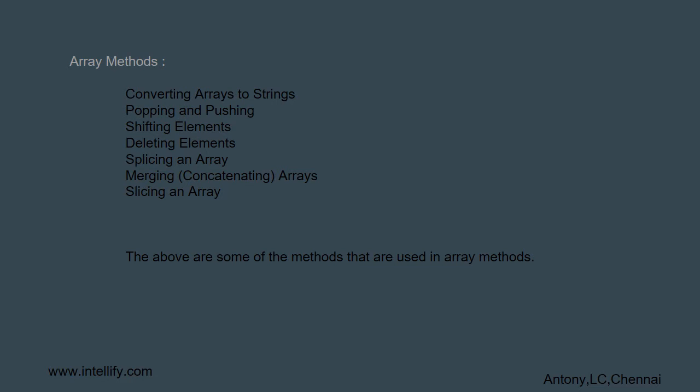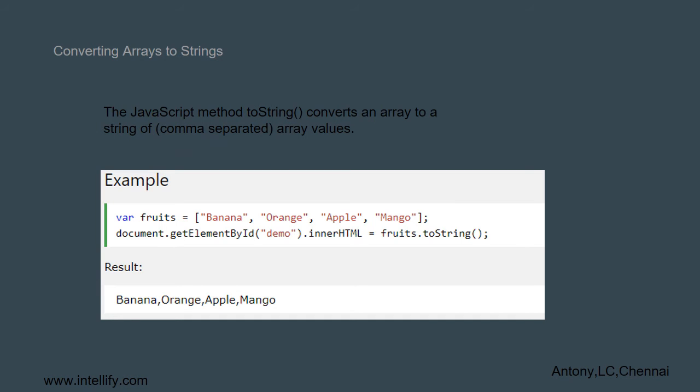We use arrays because we can use array methods. There are different types of array methods: converting arrays to string, popping and pushing, shifting elements, deleting elements, splicing an array, merging an array, that is adding arrays, and slicing, where we can slice an array into two or a number of different parts. So these are the methods that are used in arrays. Let's see in detail what these are.